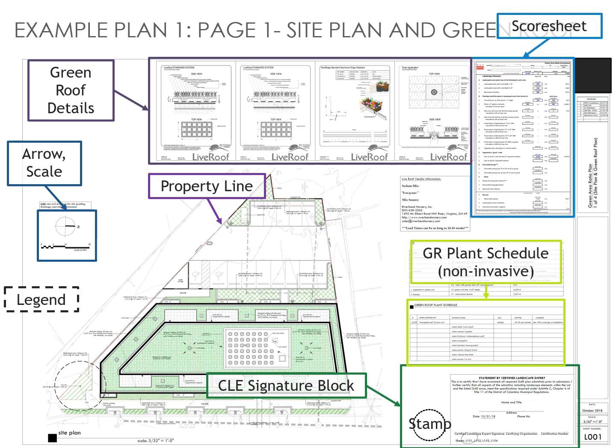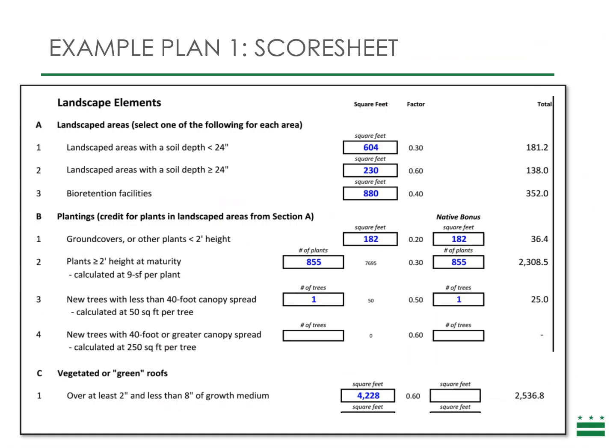So let's take a closer look at that score sheet. So I've zoomed into the top section of that score sheet. We see here the landscape elements A, B, and C. As a plan reviewer, they will use this score sheet to check to make sure it matches what is shown on the plans.